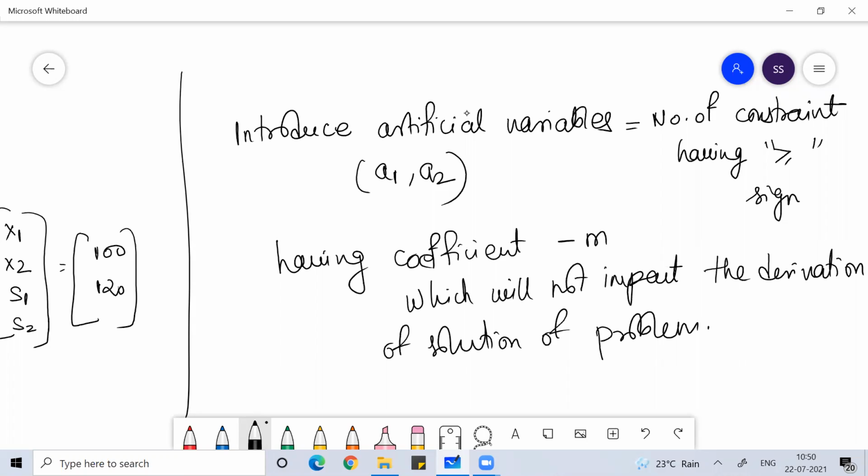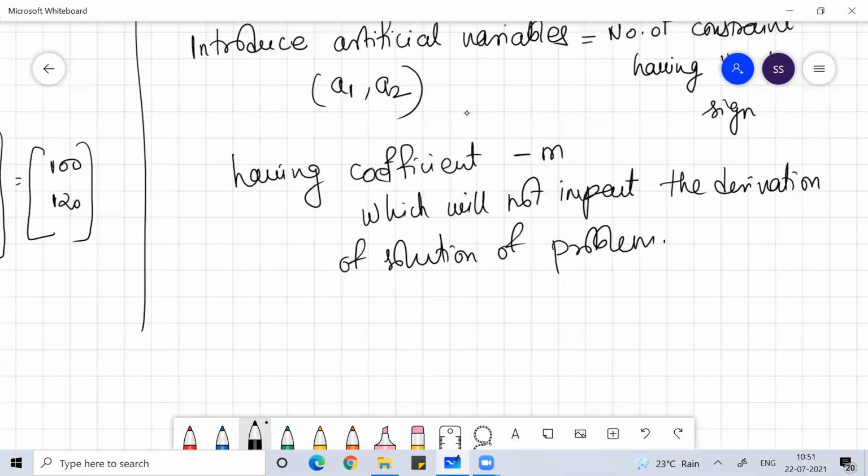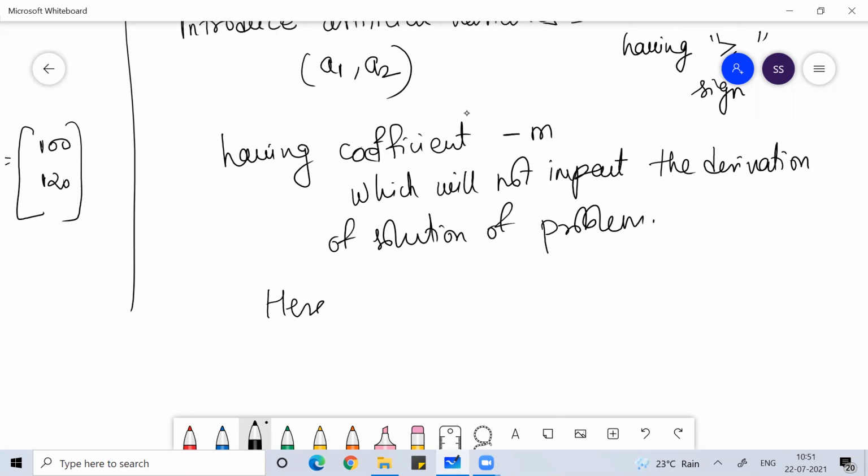These artificial variables have a coefficient called minus M, where the objective of introducing these artificial variables with this coefficient is to make sure that they should not impact the derivation of the solution of the problem. Because you need to understand the M here. When we talk about M, it is a very large number. How to define it? M is a very large number close to infinity.